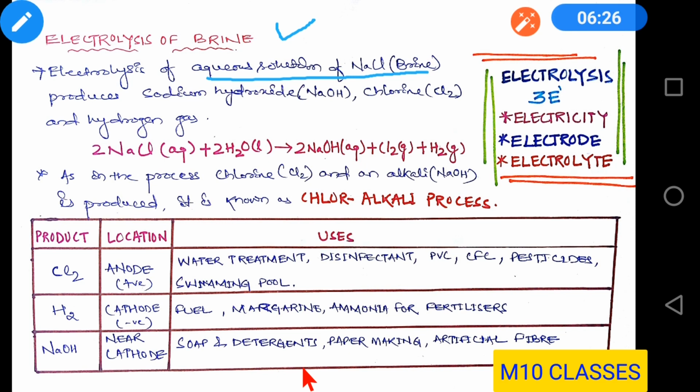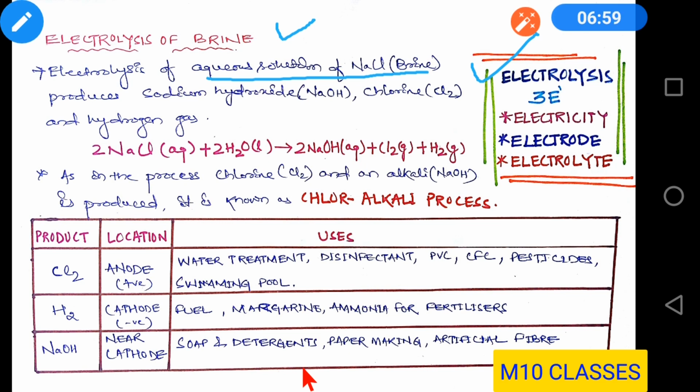Okay. Now, what is electrolysis? Electrolysis contains three E's which are very important. See here in the table. E stands for electricity. That means you are going to supply electricity. Secondly, electrode. In the process of electrolysis, you are using two electrodes, that is your anode and cathode. Here anode is positively charged and cathode is negatively charged. Third thing is your electrolyte. Electrolyte means it is a conducting liquid which is used in the process of electrolysis.